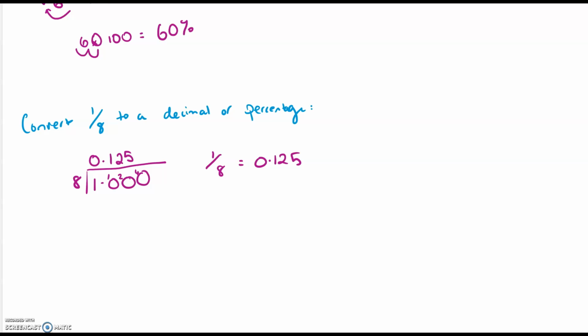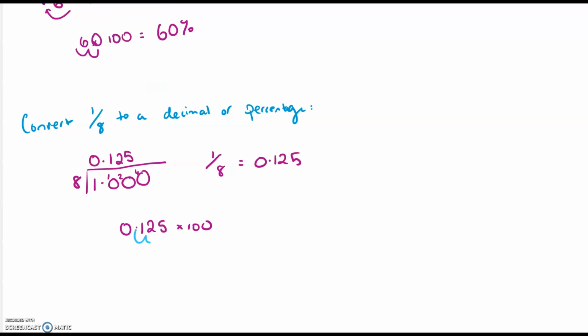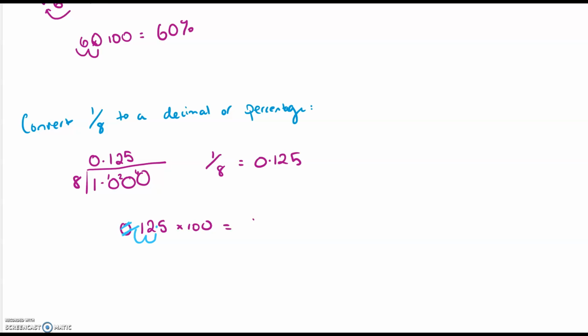Now again, converting to a percentage, we take our 0.125, we times it by 100, so that decimal point is now going to move. I'll use a different colour this time because I think it's easier. Decimal point's going to move 2 spots. We ignore the 0 and the decimal point at the start, so we're left with 12.5. So our percentage is 12.5%. Okay, there we go. So that's our fraction summary.